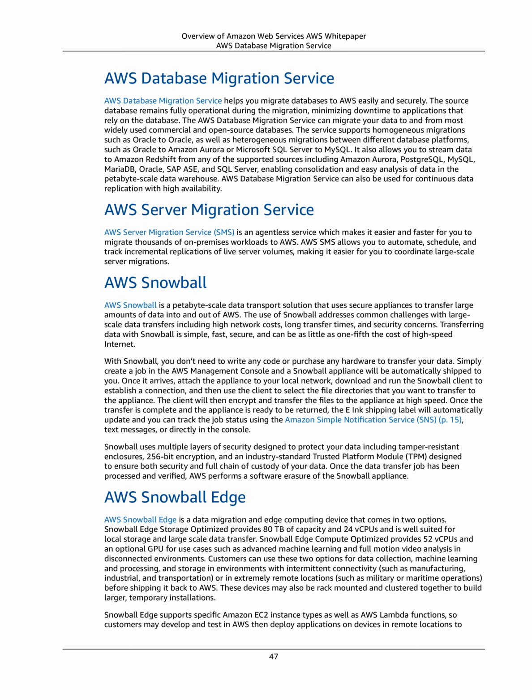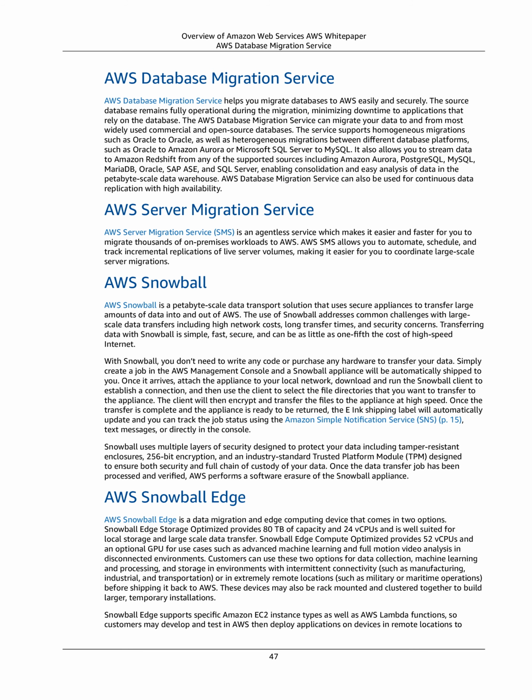AWS Database Migration Service. AWS Database Migration Service helps you migrate databases to AWS easily and securely. The source database remains fully operational during the migration, minimizing downtime to applications that are on the database. The AWS Database Migration Service can migrate your data to and from most widely used commercial and open source databases. The service supports homogeneous migrations such as Oracle to Oracle, as well as heterogeneous migrations between different database platforms, such as Oracle to Amazon Aurora or Microsoft SQL Server to MySQL.